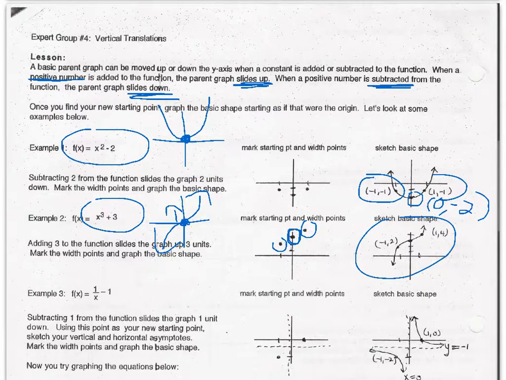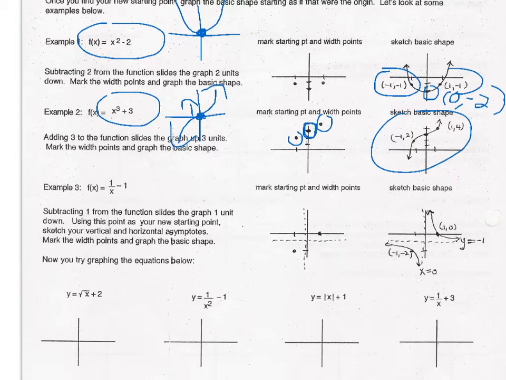Okay, and then the other one, this is, again, where we're going to get VAs and HAs. 1 over x minus 1. Here's the parent graph. Top right, bottom left, you get the boomerangs. Now, this minus 1 means it's a vertical shift of -1. So I'm going to bring everything down 1. What changes now is the horizontal asymptote. So this moves down, it's going to be right here at y equals 1. Or excuse me, y equals -1. So there you see it.